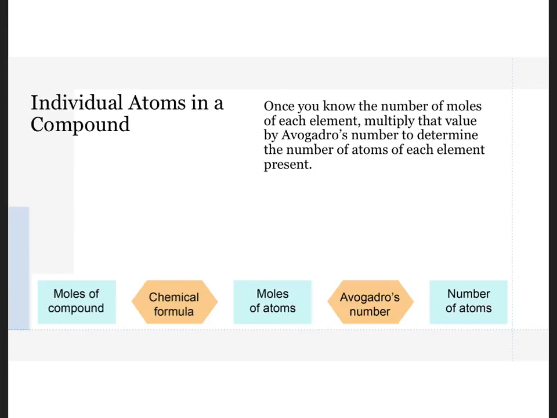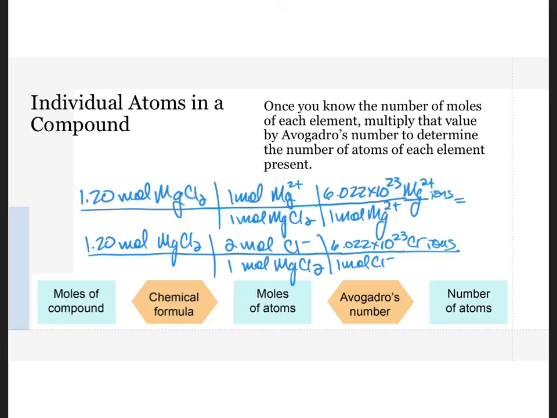We can use Avogadro's number to calculate the number of atoms in a compound too. For example, 1.20 moles of MgCl2 will contain 7.23 times 10 to the 23rd magnesium ions and 1.44 times 10 to the 24th chloride ions when it dissolves in water.